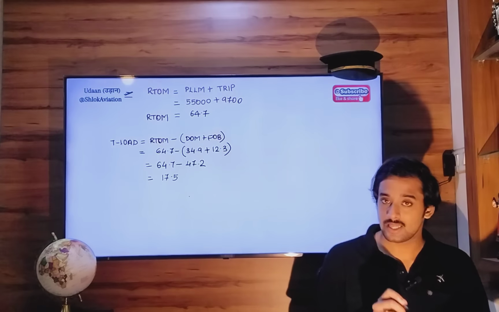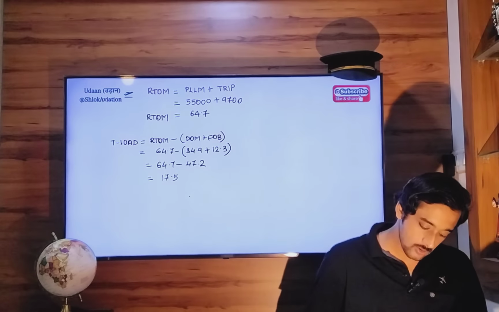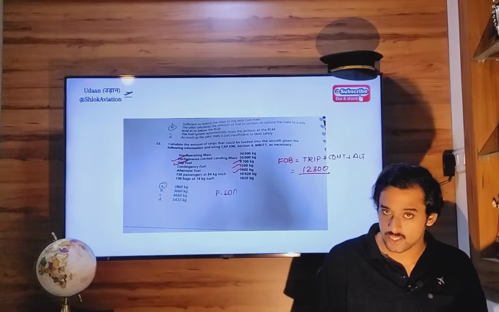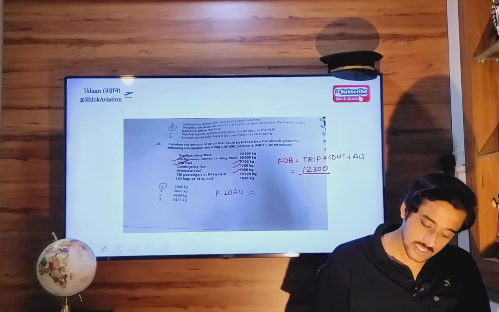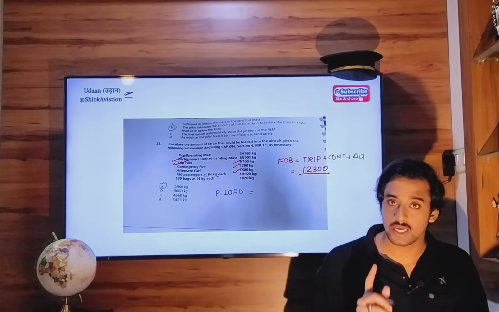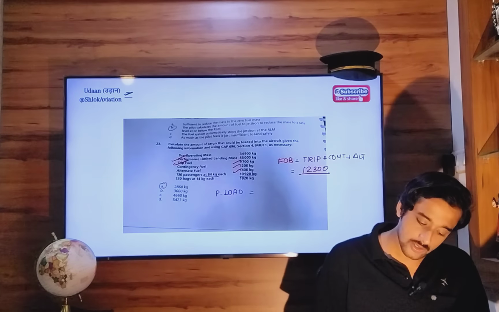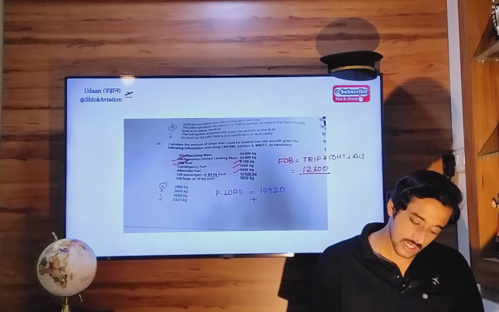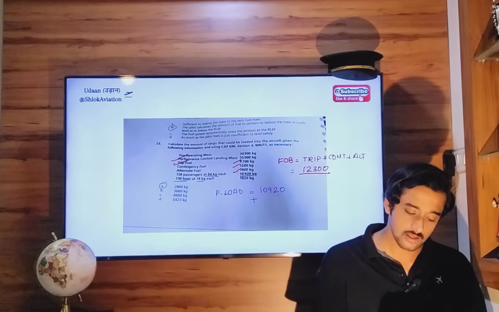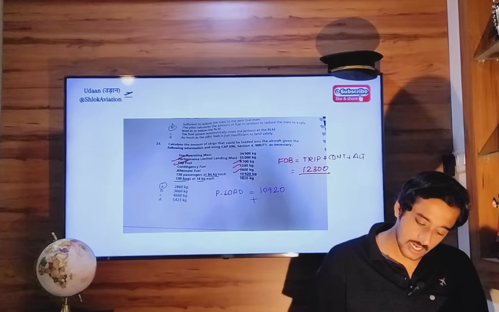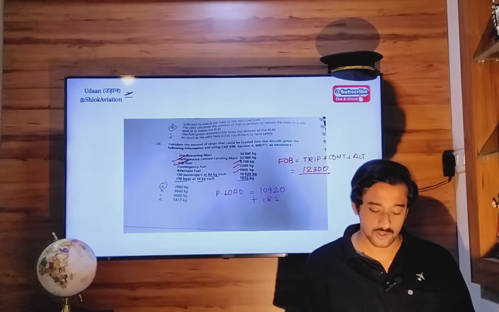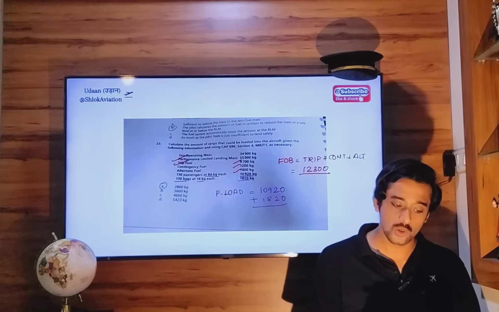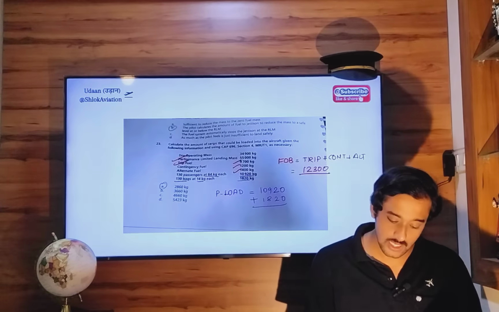17.5. 17,500. Now, what is payload given in the question? Payload means passengers and their baggage. So 130 passengers at 84 kg each is equal to 10,920. And the baggage is equal to 130 bags into 14, 1,820. So 1,820 plus 10,920 is 12,740.